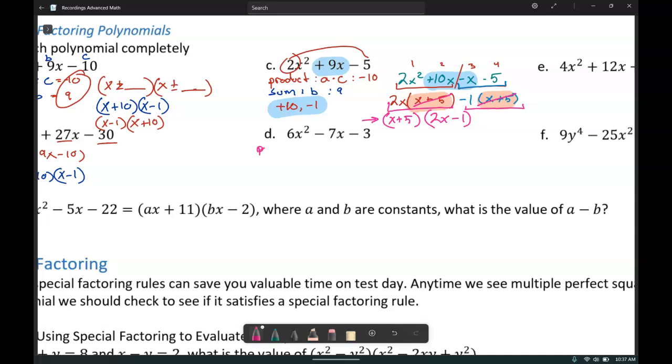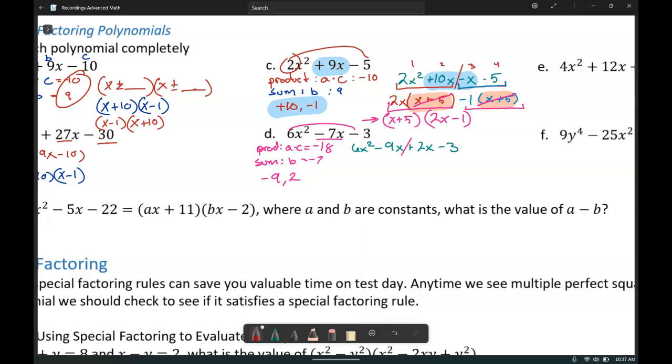We're going to find the product of A times C. So 6 times -3 is -18. And we need a sum of B, which is -7. So the two numbers that do that, -9 and 2. So we'll go ahead and split -7x into those two terms. 6x squared minus 9x plus 2x minus 3. We'll split it in half.